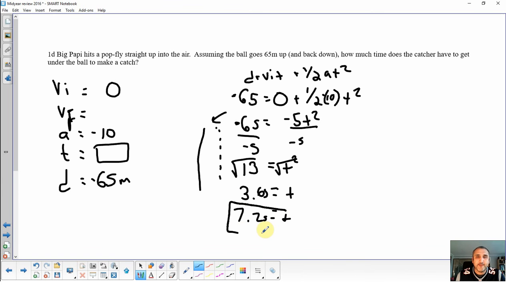Okay? Now, important, if you don't have a -65, if you don't make the realization that, okay, we're talking about coming down here, so the displacement from here down is going to be negative, you're going to end up with a -13, and you can't take the square root of that. So if you ever ended up in physics trying to take the square root of a negative number, you're missing a negative sign somewhere. So on the midterm, try and keep that in the back of your mind. All right, it's a big hint. And that's it. So we know how much time the catcher has to get under the ball. It's 7.2 seconds.